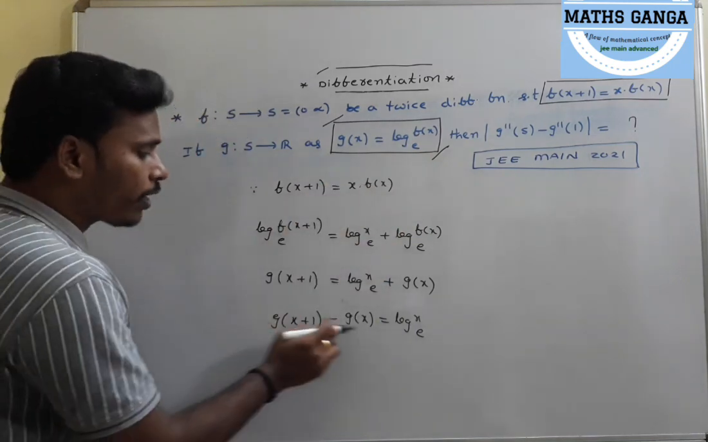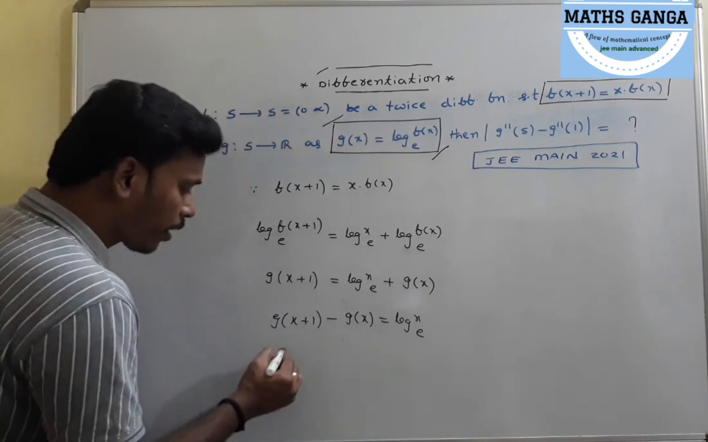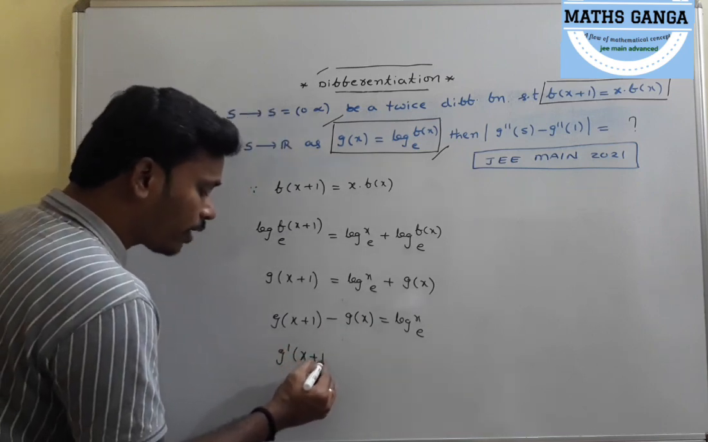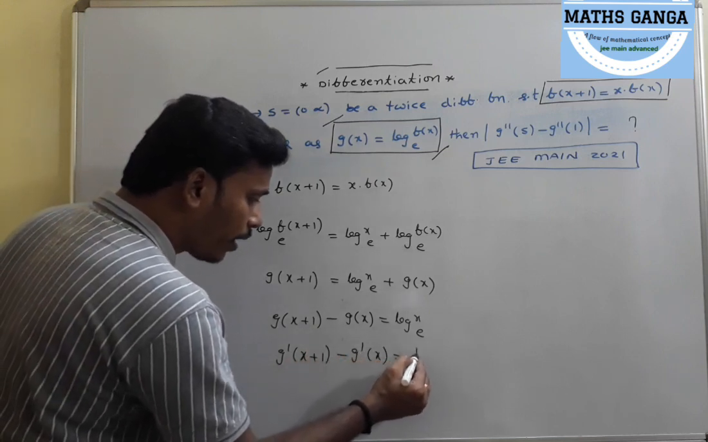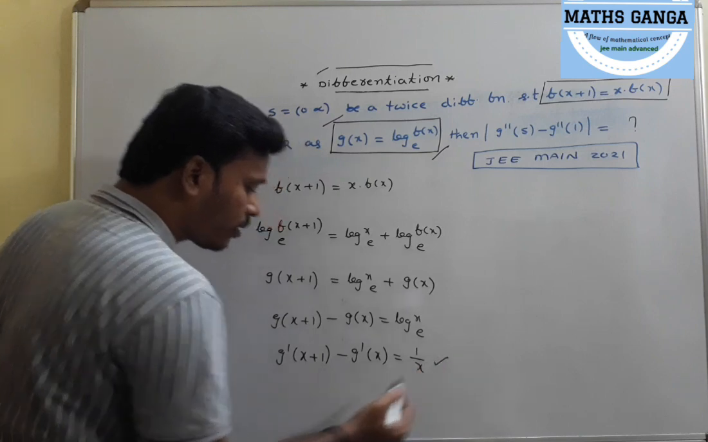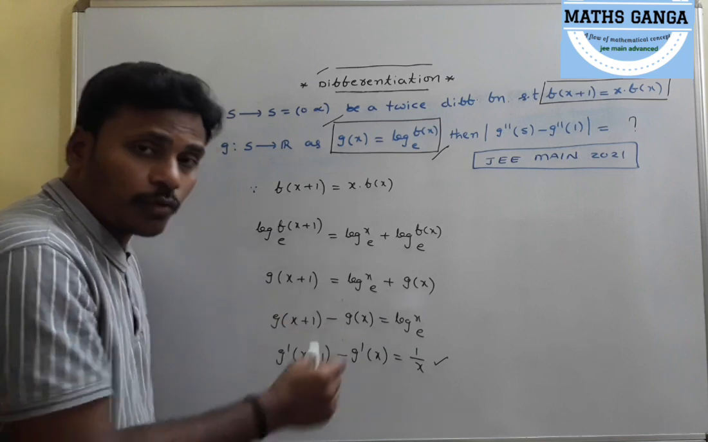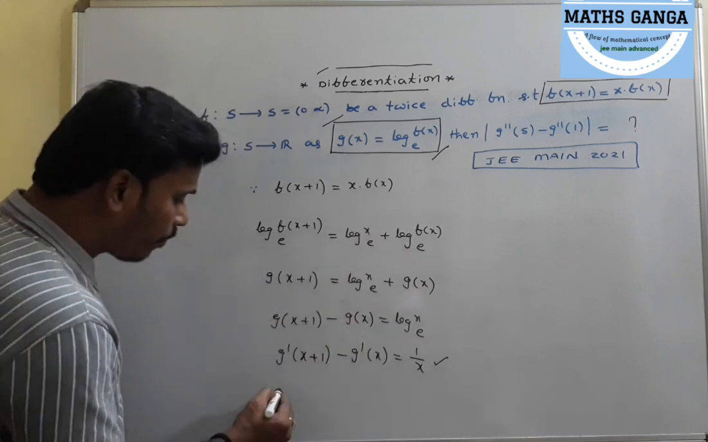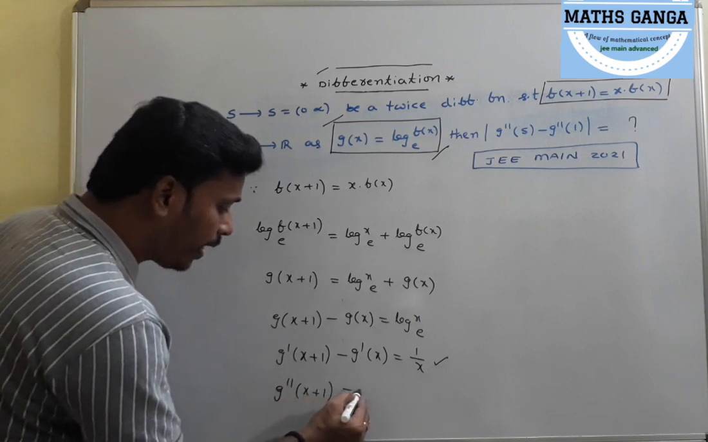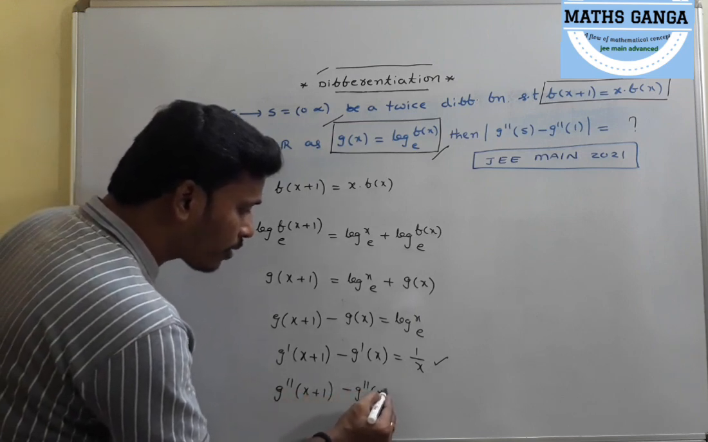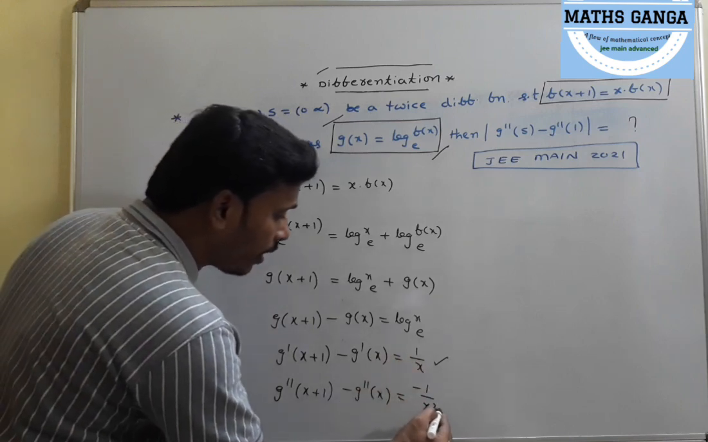But our task is to find the second derivative relation. Okay, g(x+1) minus g(x) is log x. Differentiate it one time everywhere. So g dash of (x+1) minus g dash of x is equal to the derivative of log x, which is 1 by x. Is it clear? Differentiate one more time. Then it becomes g double dash of (x+1) minus g double dash of x is equal to the derivative of 1 by x, which is minus 1 by x square.